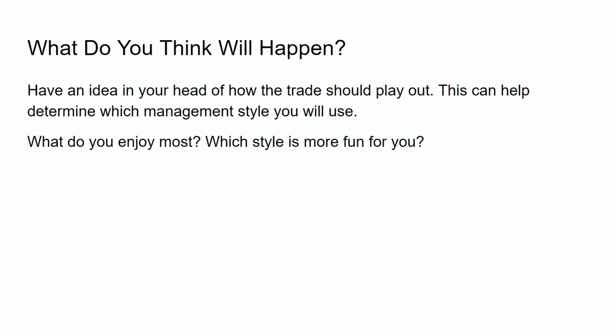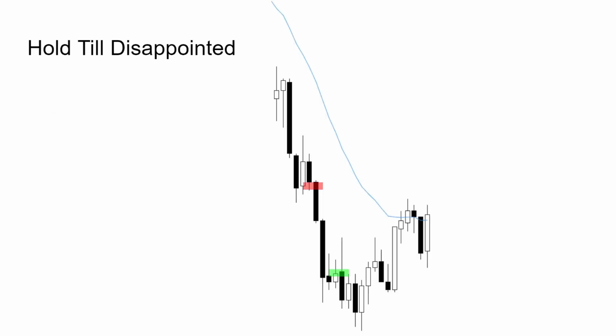I know I prefer to use the hold till disappointed and the measured move stop losses. That's like my two favorite ways to manage a trade. They're not necessarily the most profitable, but it's just how I prefer to trade. The hold till disappointed, I went over this in the previous video, but it's pretty self-explanatory. You just hold your trade until you become disappointed.